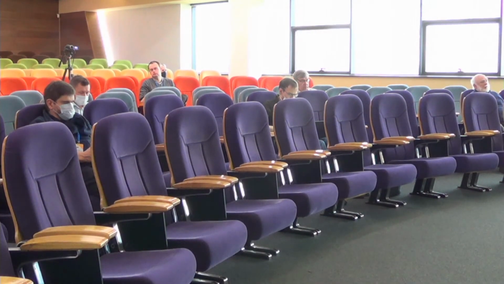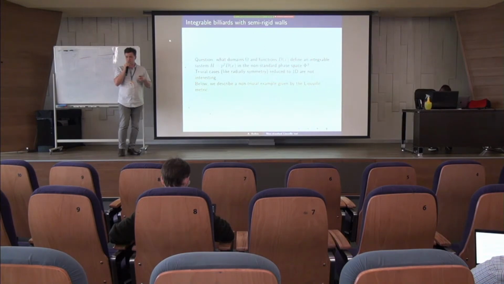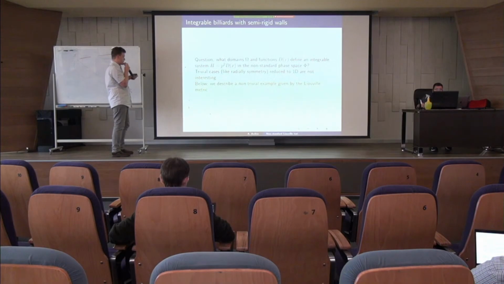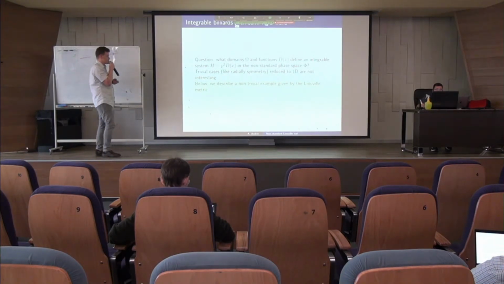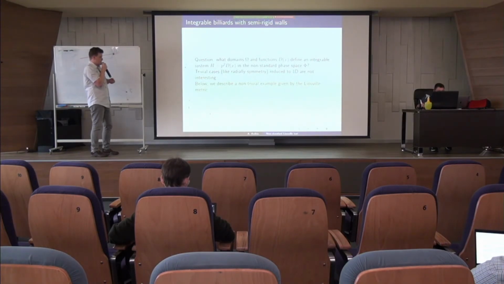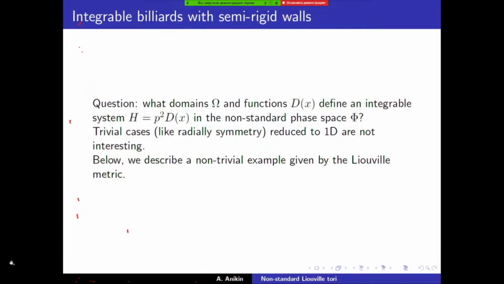After that, I will need to quantize this map, and then I'll get some new solutions. Okay, and this is a non-standard case. And as a standard case, we need the integrability. So the natural question arises here: what are the domains omega and t of x which define an integrable system in the extended non-standard phase space?